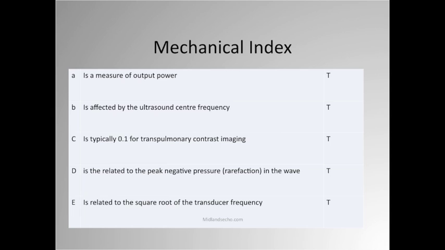Mechanical index is a measure of output power. That's true. It's affected by the frequency you use. That's true. So the mechanical index is affected by the frequency. Mechanical index is the power of the beam, and it's not surprising that more and more waves carry more energy than a low frequency wave. So that's true. Typically 0.1 for transpulmonary contrast imaging. That's true. That's a number you might be expected to know.